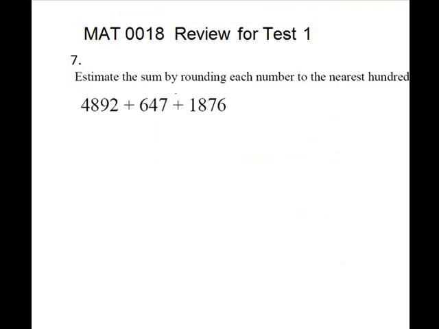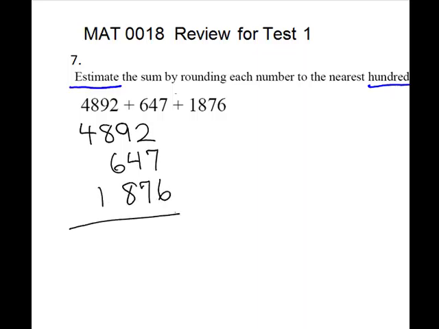Next, we're going to estimate the sum by rounding each number to the nearest 100. Anytime it says estimate, you round before you do the math. So we're going to round each of these to the nearest 100 before we do the math. So I'm going to just write it vertically, just like it is. So 4892, 647, and 1876. I have to round each of these to the nearest 100.